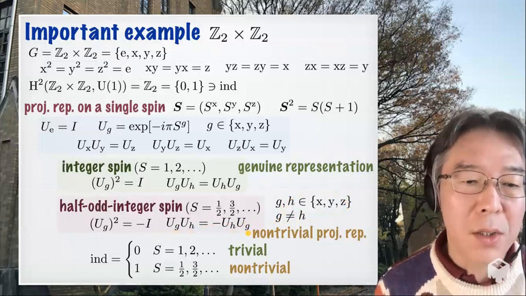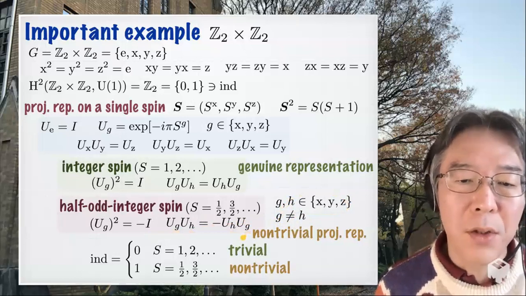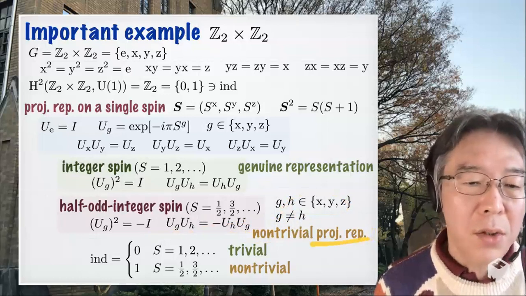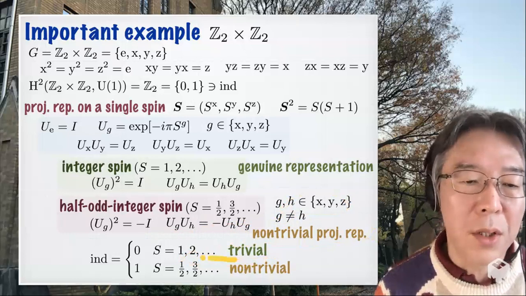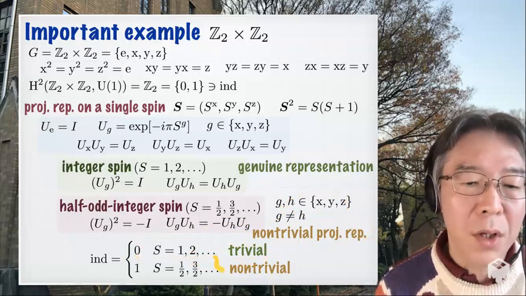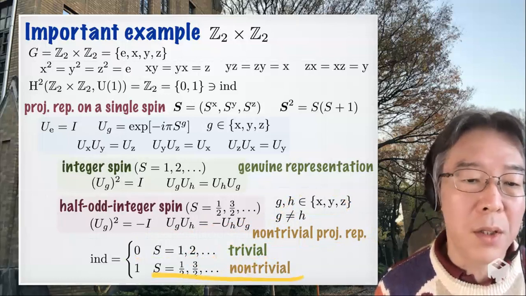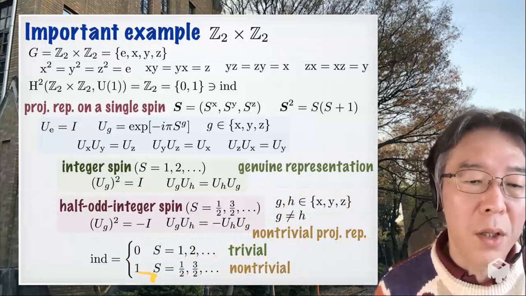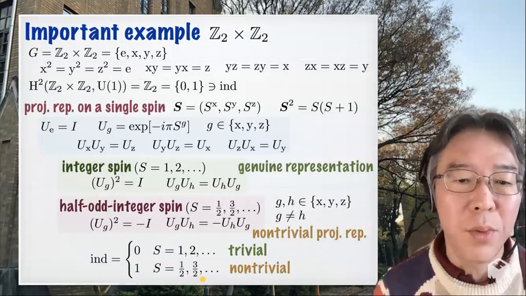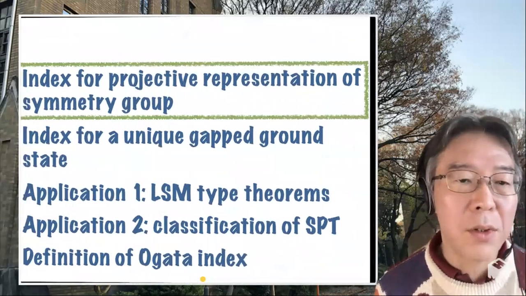So in this case, this UG defines a non-trivial projective representation of Z2 cross Z2. To summarize, we have a trivial projective representation with index 0 when S is an integer, and we have a non-trivial projective representation with index 1 when S is a half odd integer. This will be very, very important throughout the talk.